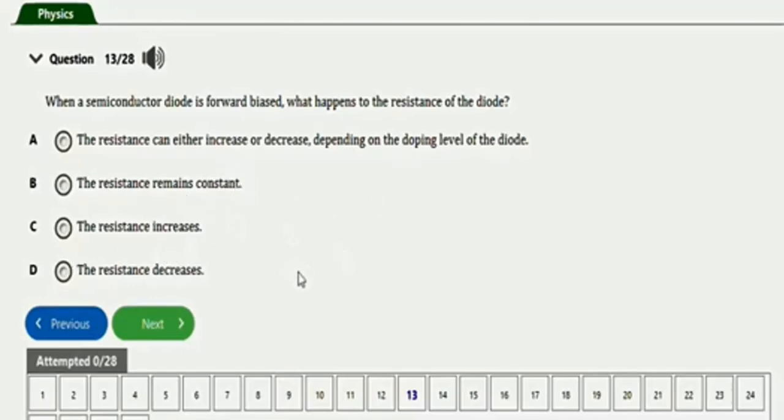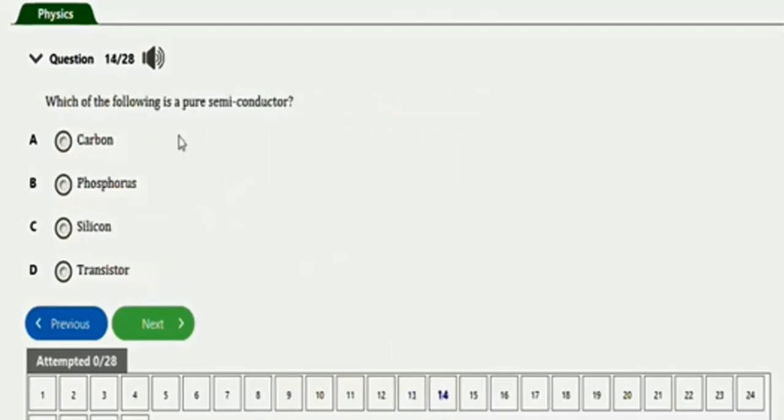Next repeated question will be this one. It says, which of the following is a pure semiconductor? We have carbon, phosphorus, silicon, transistor. So this is a simple question, silicon, option C. Next repeated question will be this one.